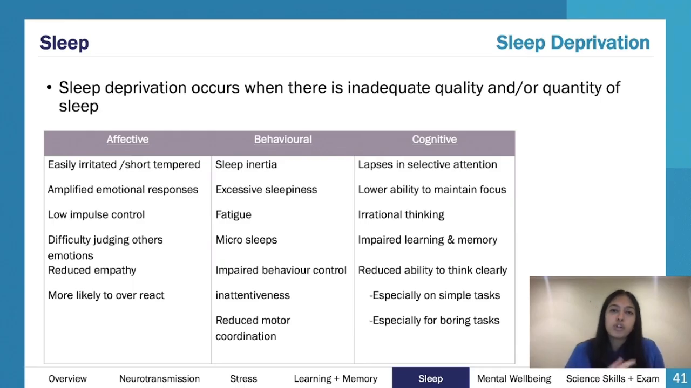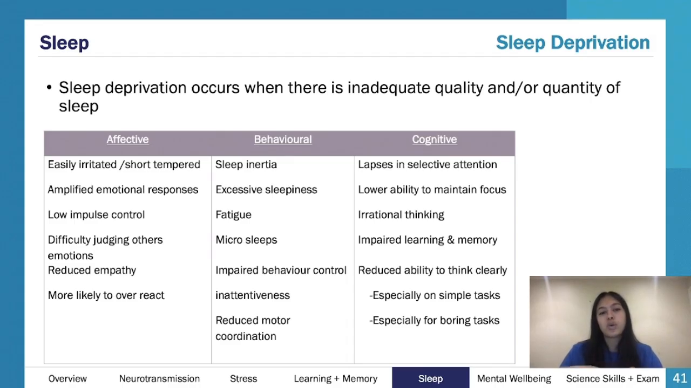You're easily irritable. You might be easier to anger. When you do anger, it might be this big emotional response that you might not usually show when you're typically angry. And also it might be harder to judge other people's emotions. Your empathy is impaired, that kind of thing.